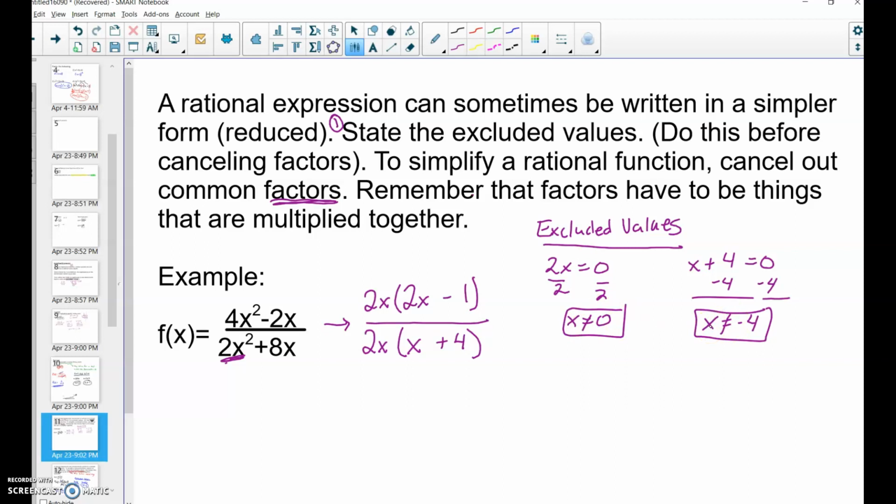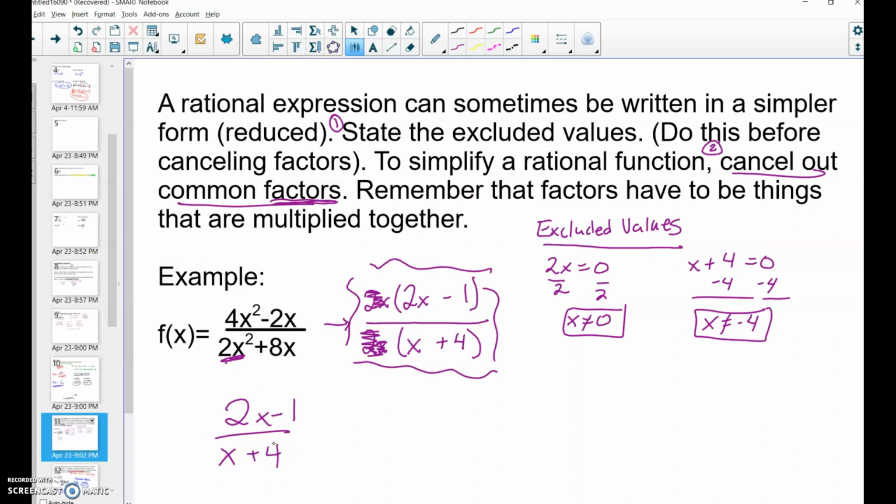Now that we've listed your excluded values, you can go ahead and do the second step. Sorry, I didn't list it up here. By canceling out common factors. So if I look at this factored form here, I can cancel out or cross off the 2x from my numerator and my denominator. That leaves me with 2x minus 1 over x plus 4. That's the simplest form. There's nothing else that I can cancel. And then I do need to state in here as well that x can't equal 0 or negative 4.